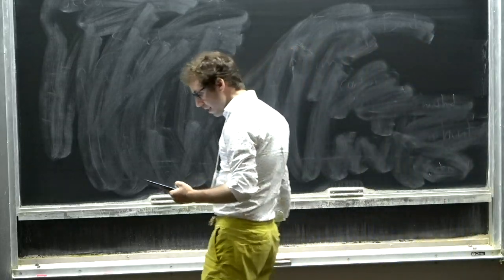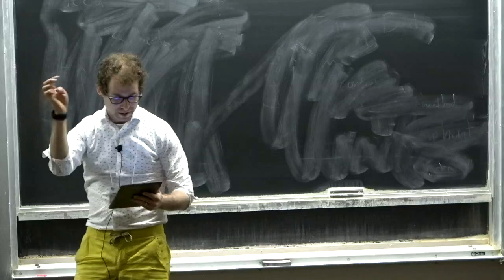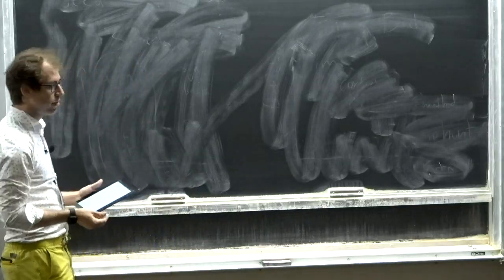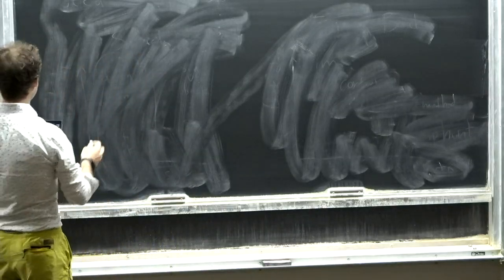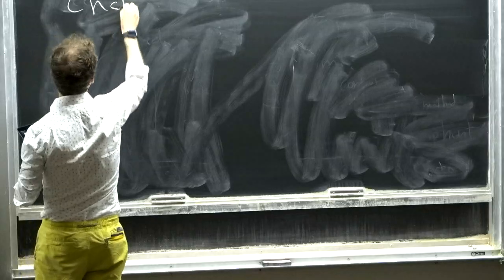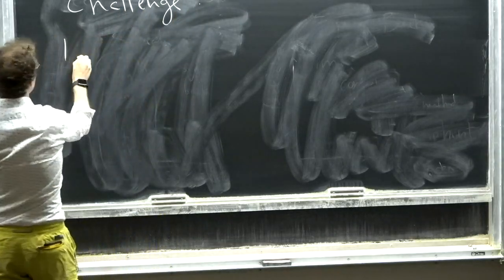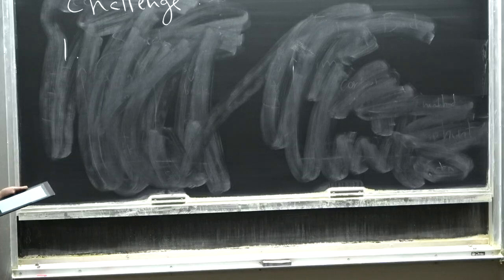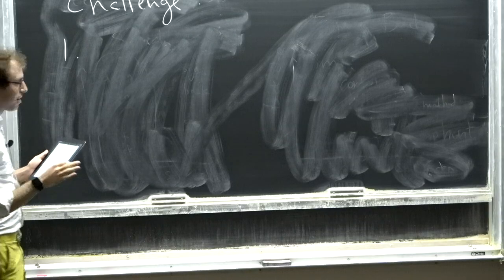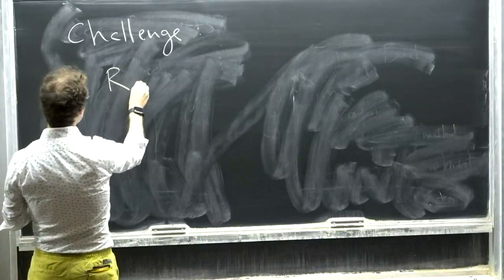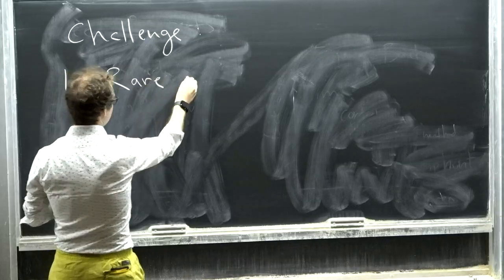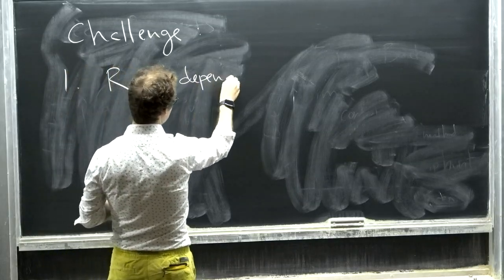Okay. That is basically all I'm going to say. But before I move on, I want to talk about challenges with unsupervised methods. The first challenge, which was also hinted at earlier, is that rare depends on the coordinates.